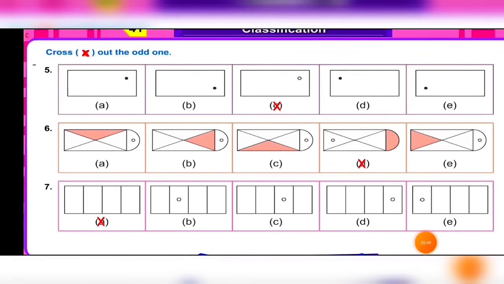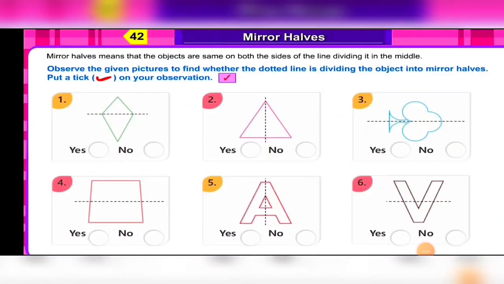Okay kids, now chapter 42, mirror halves. Mirror halves means that the objects are same on both the sides of the line dividing it in the middle. Observe the given pictures to find whether the dotted line is dividing the object into mirror halves. Put a right tick on your observation.